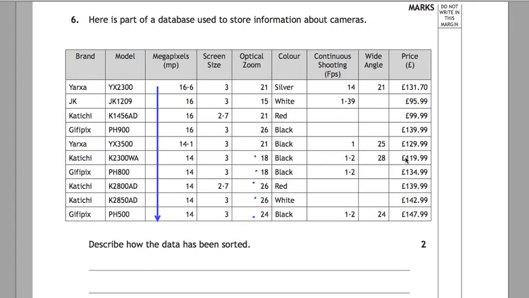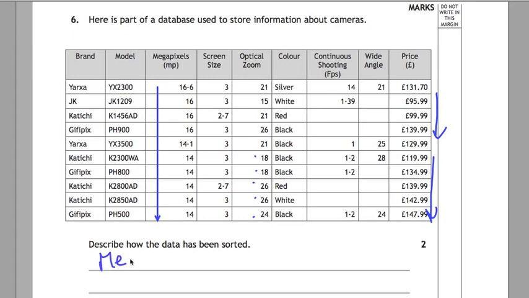So if we then look at the last column, that's a possibility, prices getting higher down this way. If we look at the 16s as well, prices are getting higher, so that must be another one. So what we've got is megapixels in descending order, because it goes from high to low, and price in ascending order. So that's your 2 answers, a line for each answer.